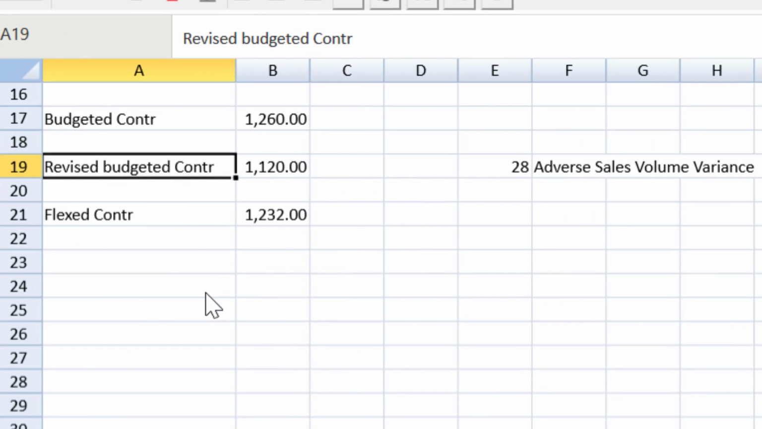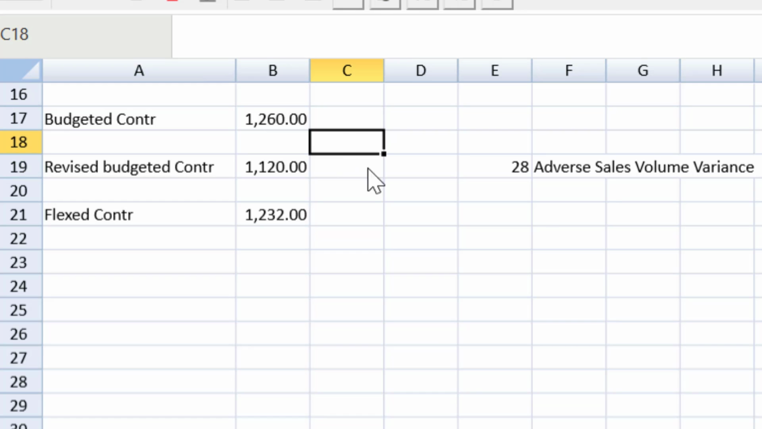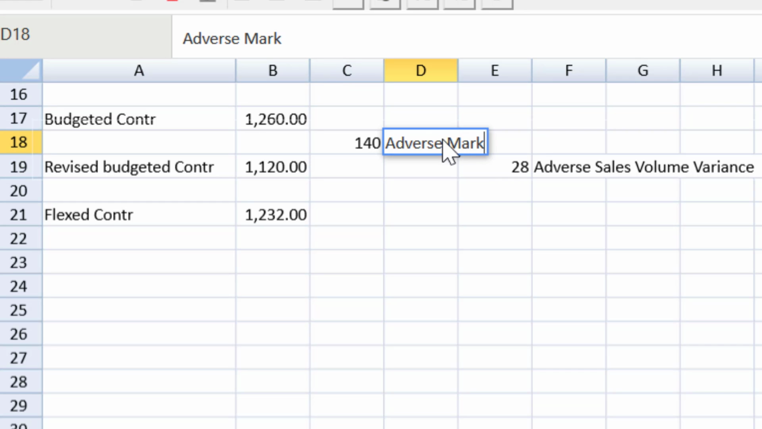Now that we have the revised budgeted contribution in place, I would like to understand what was the impact of the demand dropping. And it's the market size variance that isolates that planning error. So that's going to be equal to the budgeted contribution minus the revised budget. And we get a 140 there. That's the adverse market size variance. That tells us profit is 140,000 lower because overall demand for the product has dropped.